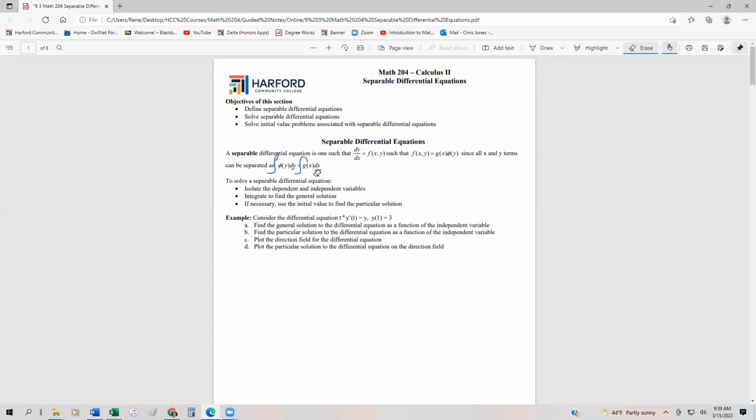Let's take a look at a number of examples where we can not only solve a separable differential equation, but also see what it looks like on a graph. We'll do that with the first one, so we can go back to the big picture of the slope field and the particular solution. We have a fairly basic initial value problem here: t to the minus fourth y prime at t equals y, with y at 1 equal to 3. We want to find the general and particular solutions, solving as a function of the independent variable. We want to plot the direction field, and then finally plot the particular solution on that direction field.